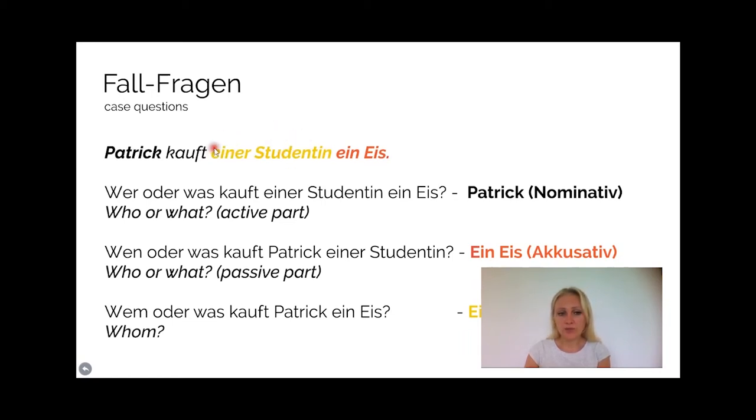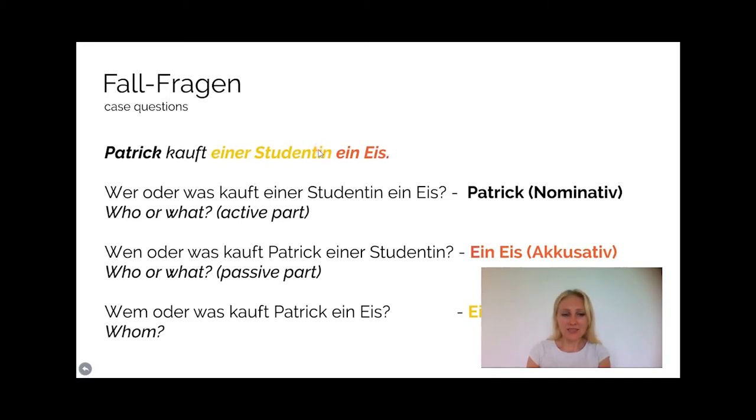Now we don't have the preposition für here because it's not necessary. Because with etwas jemandem kaufen, like for somebody, you can just put the person for whom you are buying something in the dative, and then you don't have to use the preposition für. Okay, Patrick kauft einer Studentin ein Eis.